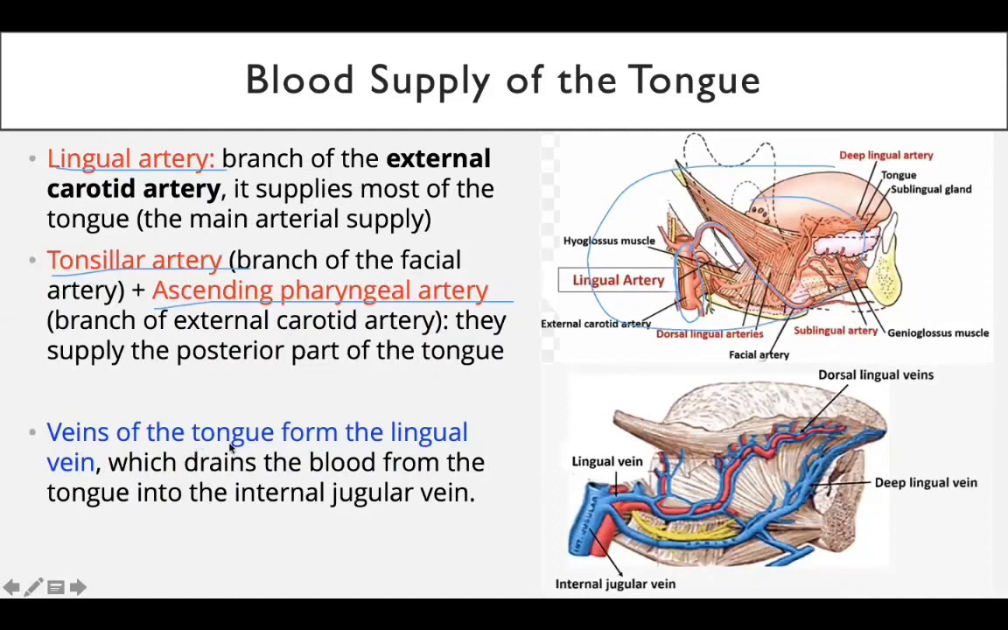Now the vein is very easy. All the veins from the tongue gather into the lingual vein. Like the lingual artery supplies the major part of the tongue, the lingual vein takes a majority of the blood back into the internal jugular vein.